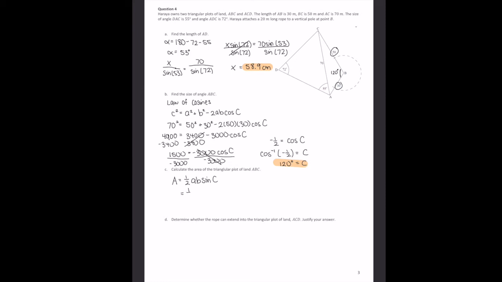So plugging that in, again, it doesn't matter which side you call a and which side you call b, because with multiplication, the order doesn't matter. That's what our formula looks like after we plug in all those numbers. And then into the calculator we go, and it gives us 649.519058, oops, not centimeters, meters squared, or rounded to three significant figures, that gets us 650 meters squared.